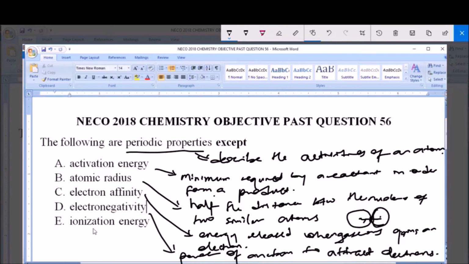Now E here says ionization energy. Ionization energy is the energy of an atom, or the energy of an element, that is required to remove an electron from a gaseous atom.